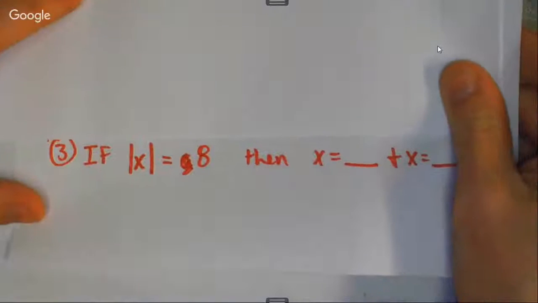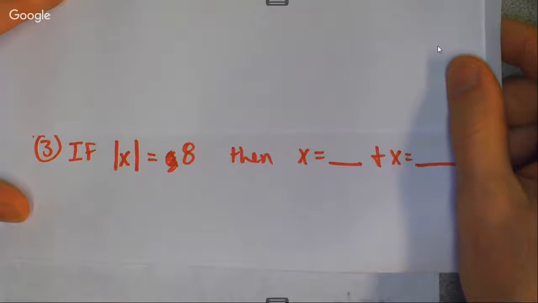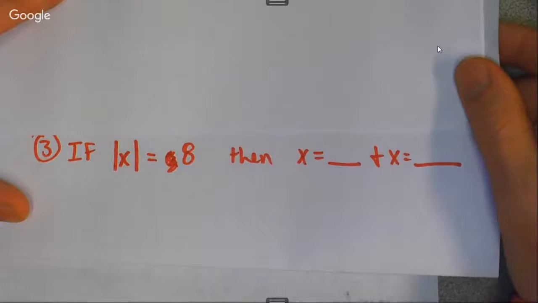Question 3 for your video is this. If the absolute value of x equals 8, then x is what and what? So what can x be in those two cases? I just kind of want to do a problem real quick. Let's just look at this problem right here.